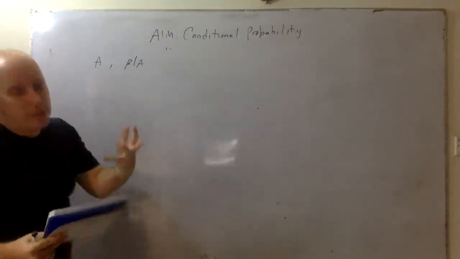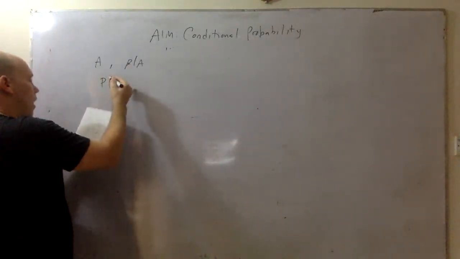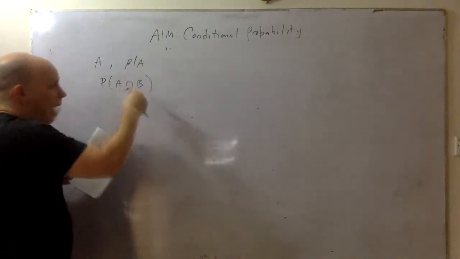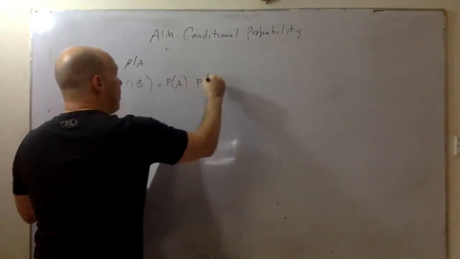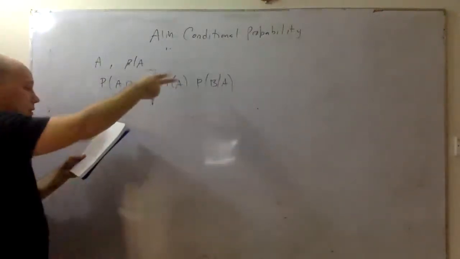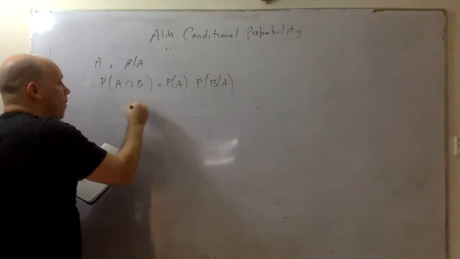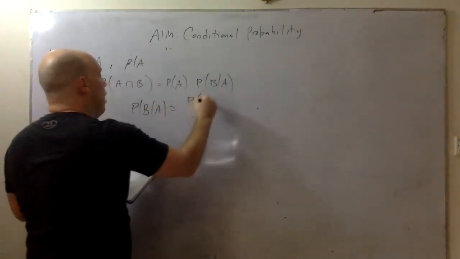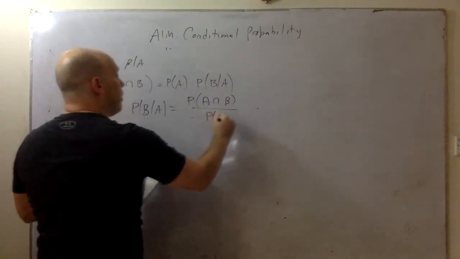You're going to see the word "given". And we saw that the probability of A and B, A happening and B happening, is equal to the probability that A happened first, and then the probability that B happened given A. We went through that, and we did the branches. So algebraically, the probability of B given A is equal to the probability of A and B over the probability of A.